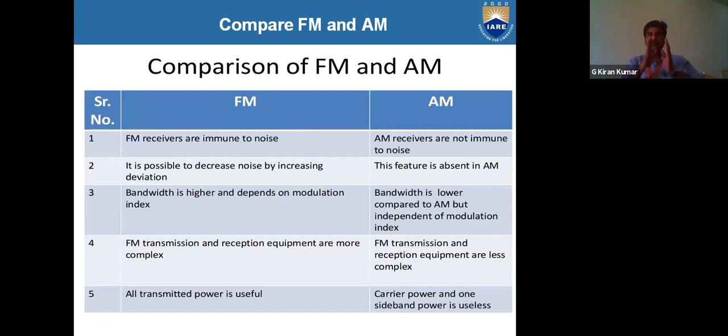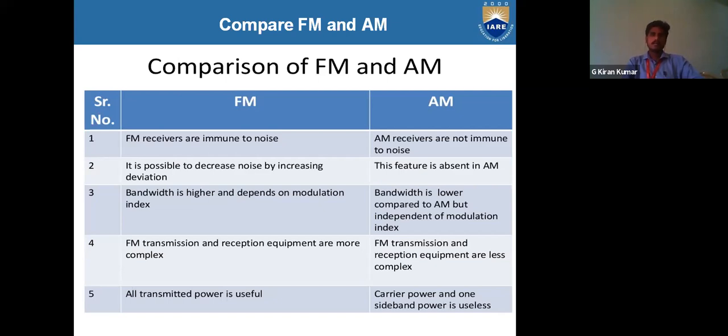But in FM, based upon the frequency sensitivity, our frequency can be changed, so that facility is possible here. And bandwidth is higher in FM and depends upon the modulation index, while in AM the bandwidth is lower compared to FM and independent of the modulation index.